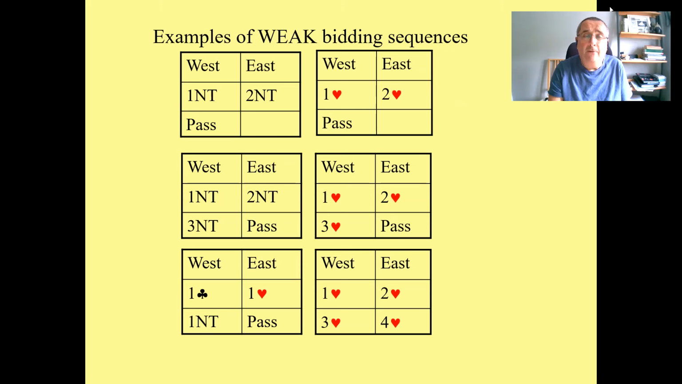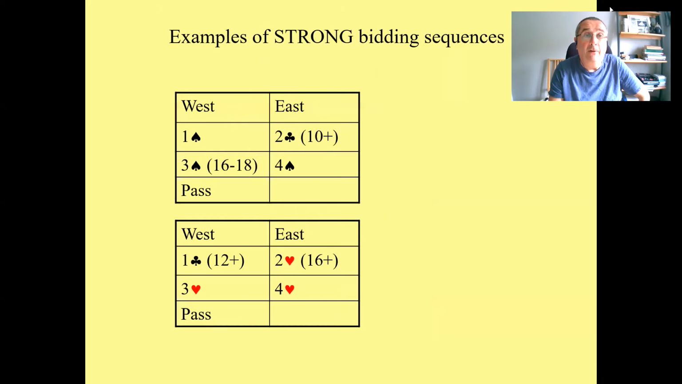The other thing, of course, you need to think about when you're deciding what to lead is looking at your own hand as well. So it's not just the bidding sequence, it's looking at your hand and trying to work out whether you need to play passively or actively.